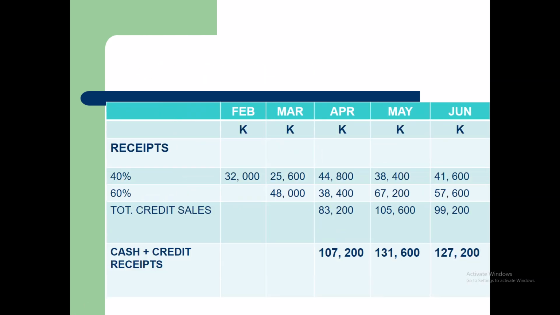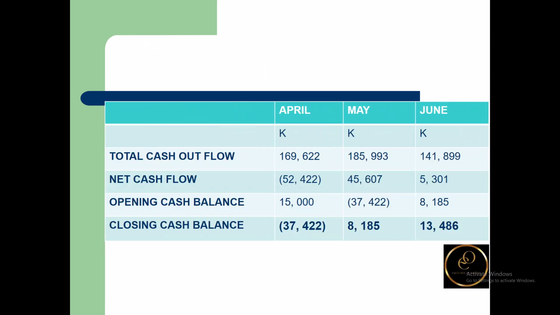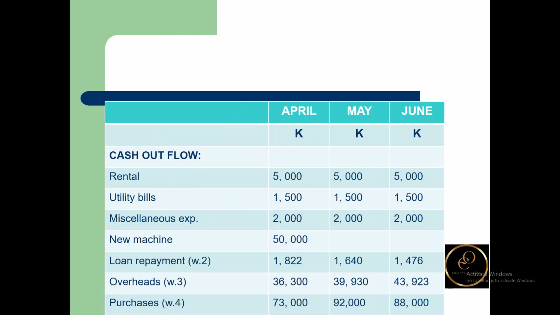So go to the cash budget template. On the outflow side, we have loan repayment as given, and you are going to show that these figures are coming from working two. So 1,822, 1,640 for May, 1,476.